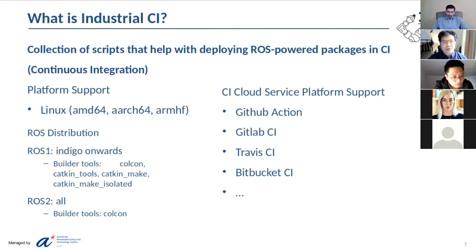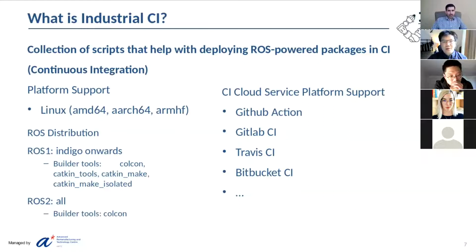For ROS1, you can choose all of the available builder tools from the old Catkin Make to the Catkin build tools, and also Colcon. For ROS2, it supports Colcon. It also works well with a variety of CI services, including GitHub Action, Travis CI, GitLab CI, Bitbucket CI, and much more through your own customization.